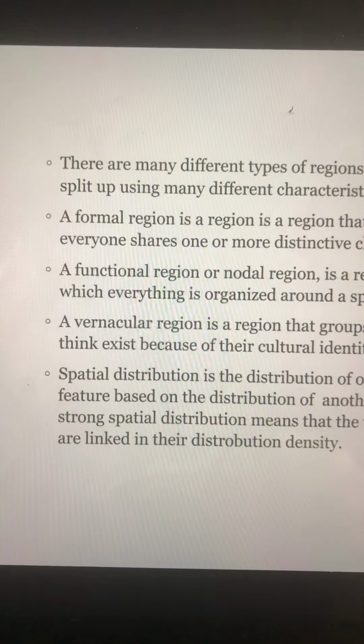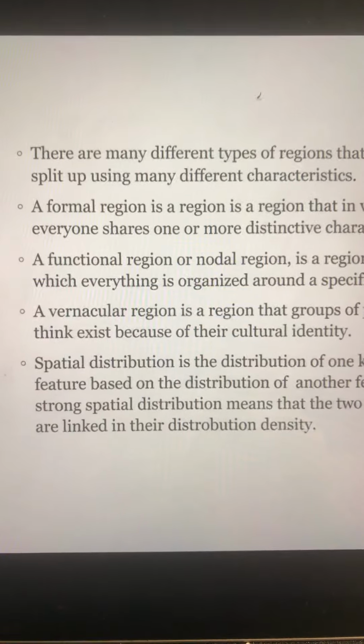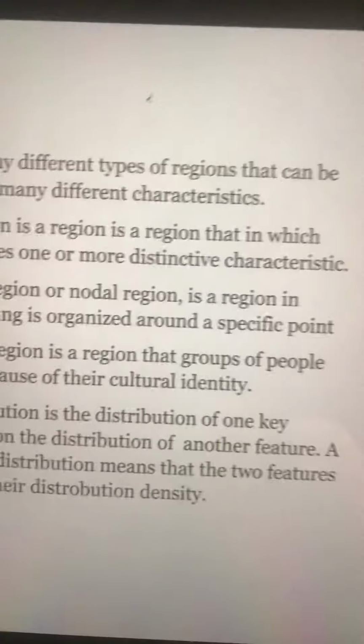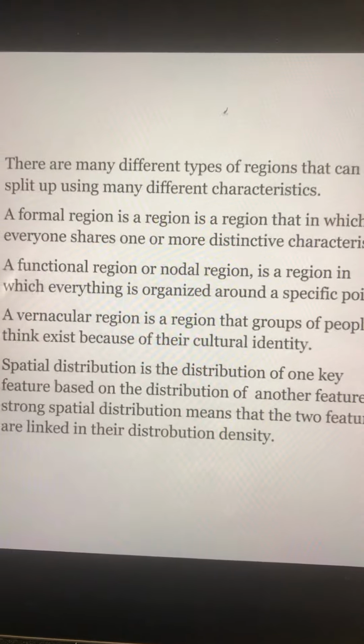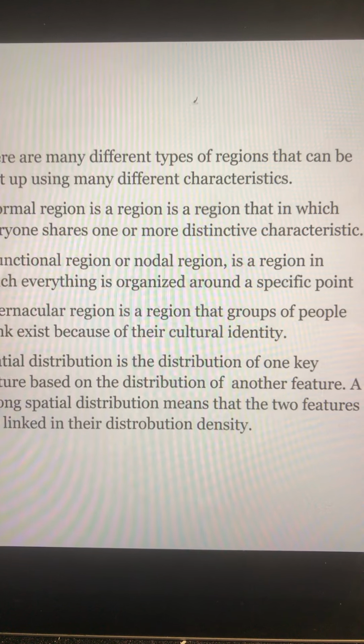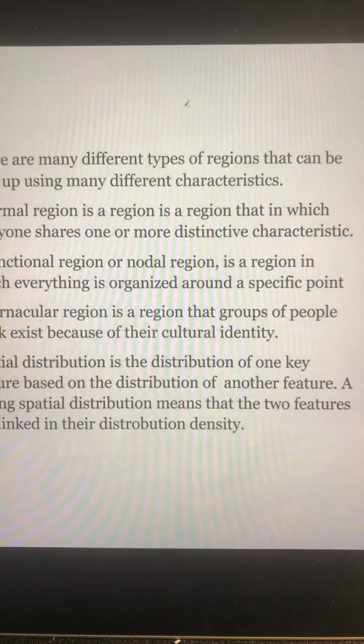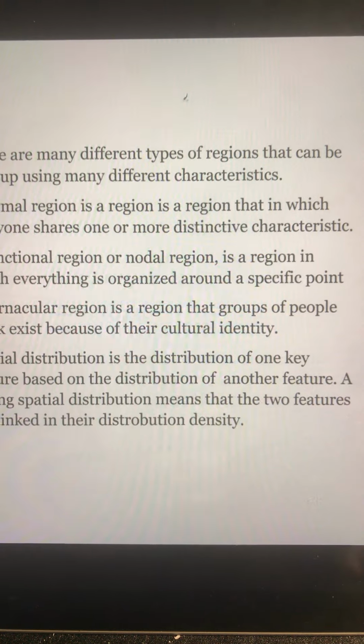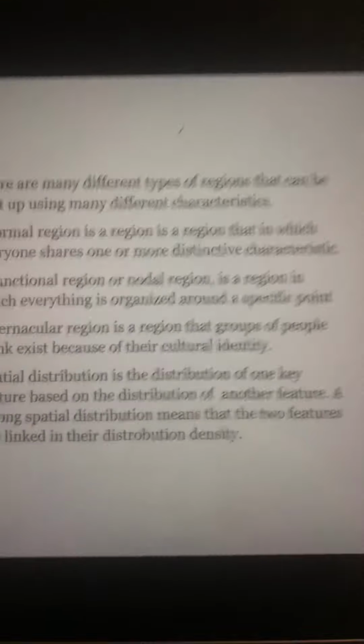So a functional region or a nodal region, they're interchangeable, is a region where everything is organized around one specific point. Take Chicago. Chicago is known for its deep dish pizzas. It's located in Chicago. Chicago is a node, so it would spread farther as you go farther. It spreads less and less. So that would be a nodal region.